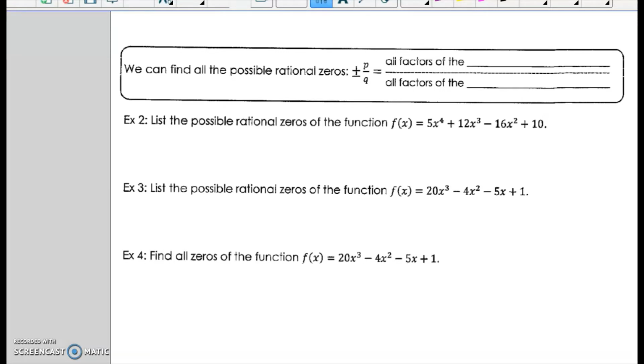sometimes the calculator doesn't help. Okay, but there's another way. And for those of you that don't have a calculator that will help you find it, you can also do this. So this is using what's called the possible rational roots to find the zeros. So this is a little bit more time consuming. But what we do is we find all the factors of the constant, and we divide it by all the factors of the leading coefficient.